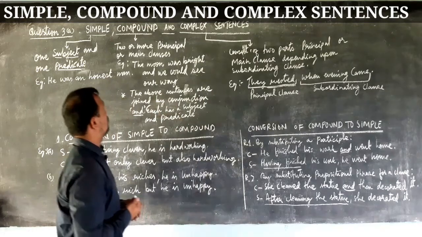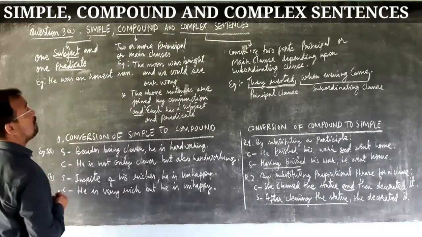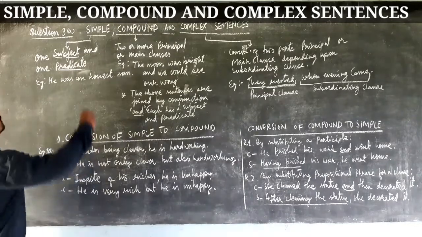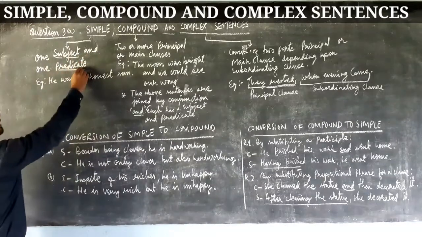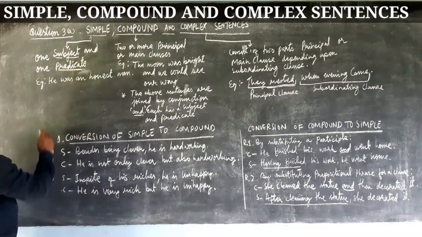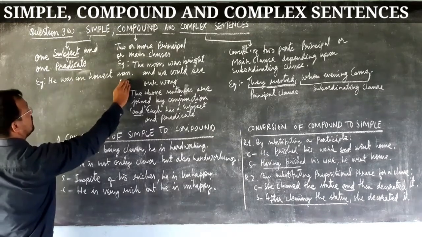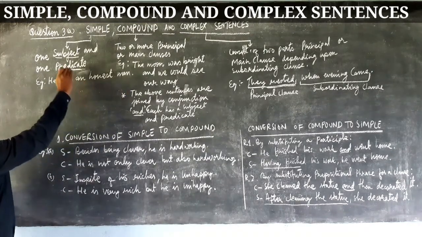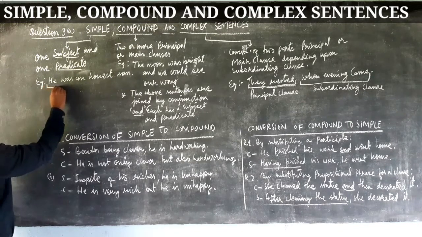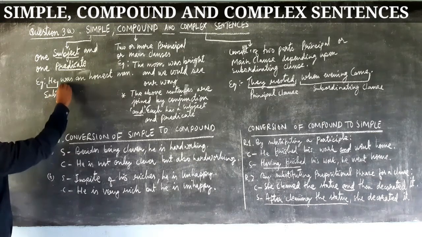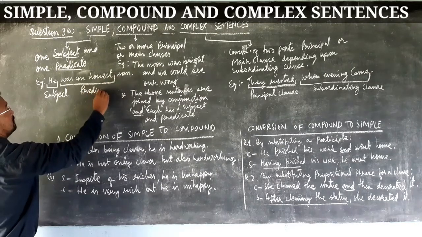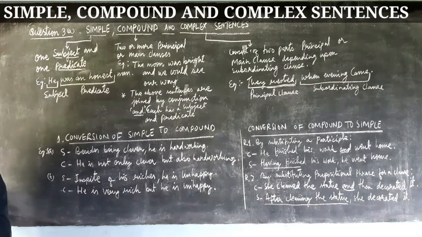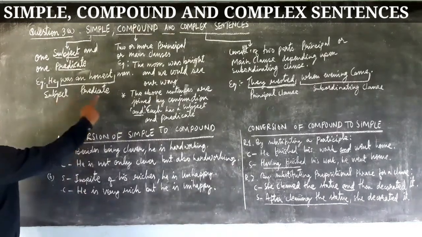Okay, so here we go one by one with the explanations of simple, compound and complex sentences. First one, simple sentences. Simple sentences have one subject and one predicate in a sentence. For example, he was an honest man. Here this is a simple sentence, and it has one subject and one predicate. He is the subject, and was an honest man is the predicate. So a simple sentence will carry one subject and one predicate.